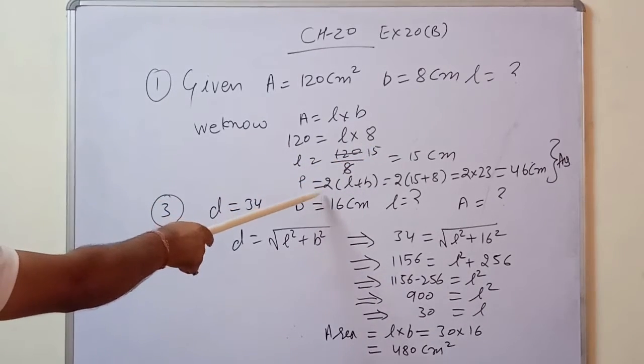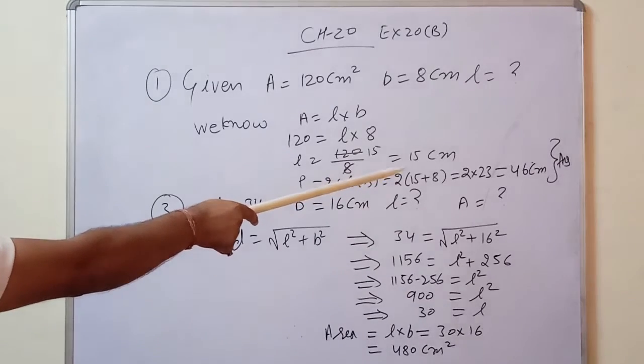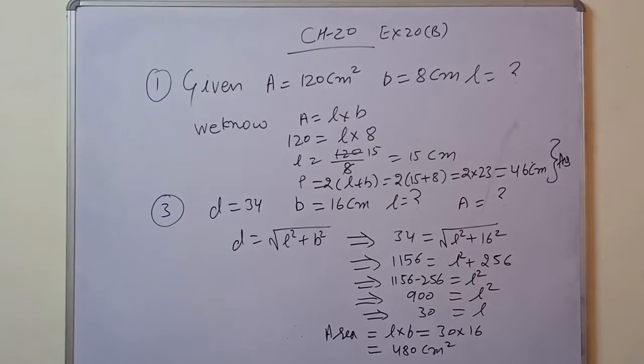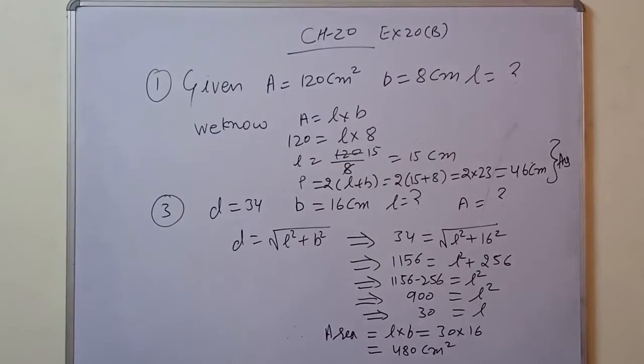Now perimeter, you know, perimeter equals 2(L plus B), equals 2 into (15 plus 8), equals 2 into 23, that is 46 cm. So that is your answer, 15 cm and 46 cm. Now we have question number 3. The diagonal of a rectangle is 34. If its breadth is 16 cm, find its area.